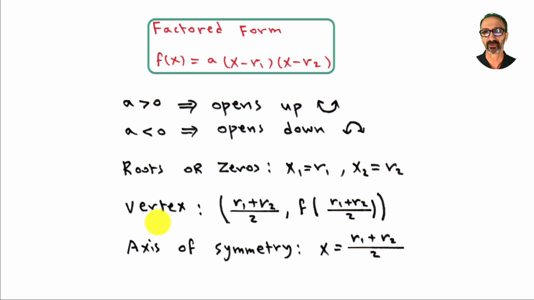Of course, how do you find the exact value or ordered pair of the vertex? You plug in 3 to find the value of the output. We'll do more of that with graphs next week. The axis of symmetry will be the vertical line that goes through the vertex, and it's going to be x equals (r1 plus r2) over 2, which is the x-coordinate of the vertex.